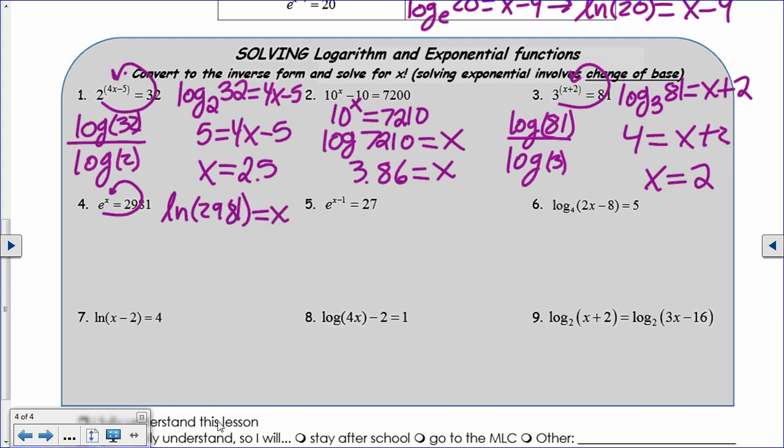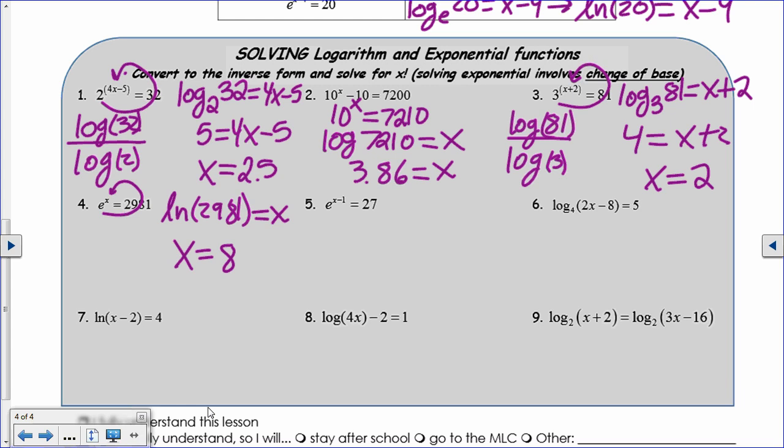Yep. So it's just the natural log of 981 equals x. So you just have to evaluate that. And on your calculator, you just push ln and then that number. X equals 8. Good job. That's listening.